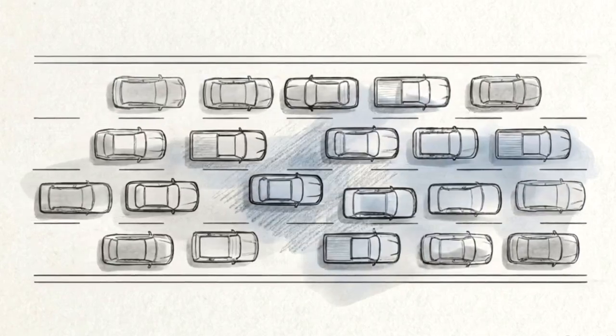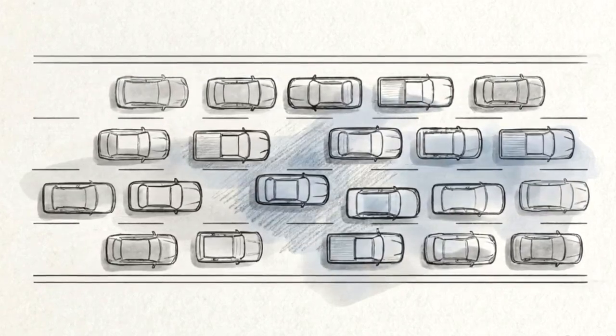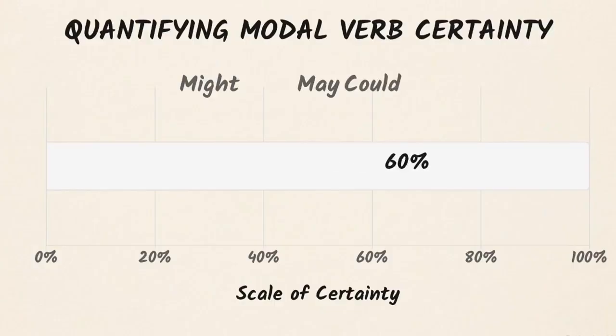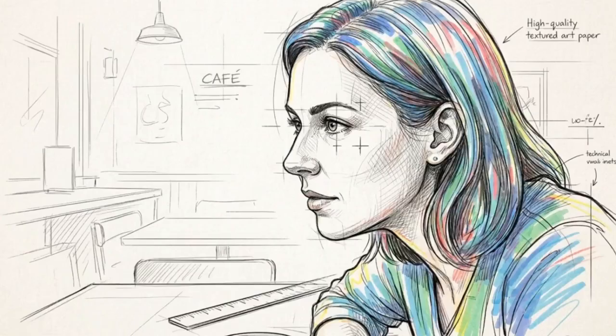Imagine you are predicting whether you'll run into traffic on the highway. On this progress bar, might indicates a 30% chance of traffic. Moving the bar to 50% brings us to may, a neutral probability. Could pushes the probability to 60%. At 80%, we find can, expressing high certainty based on experience. Swapping one modal verb for another changes the specific expectation you are setting for your listener.